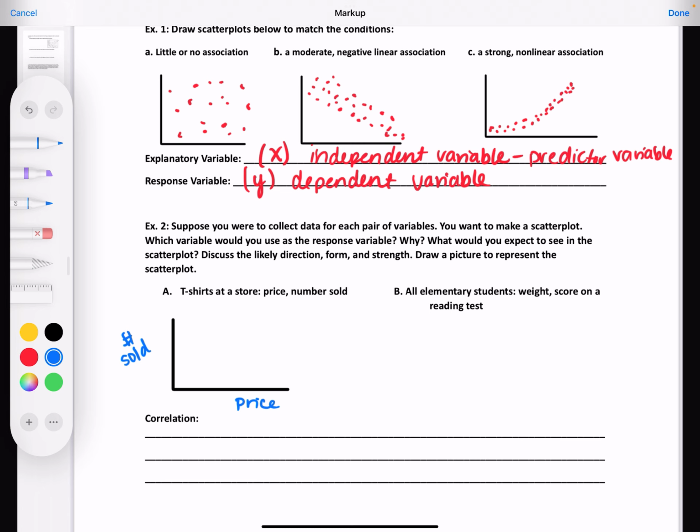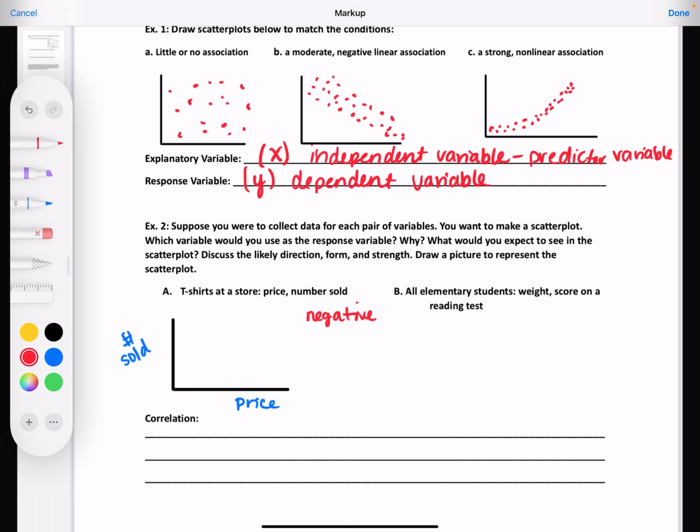It would be t-shirts versus store price. So as price increases, what do you expect to see in the number of t-shirts sold? Less. So it has what kind of relationship? If price increases, you see less. Is it going to be positive or negative? Negative.